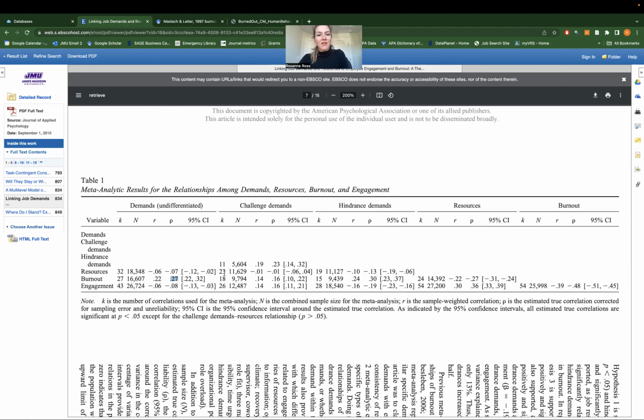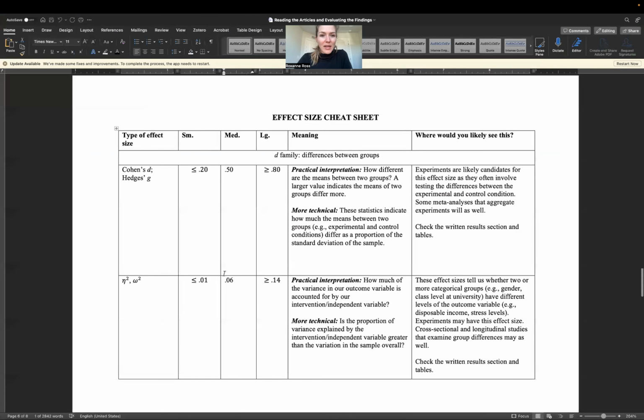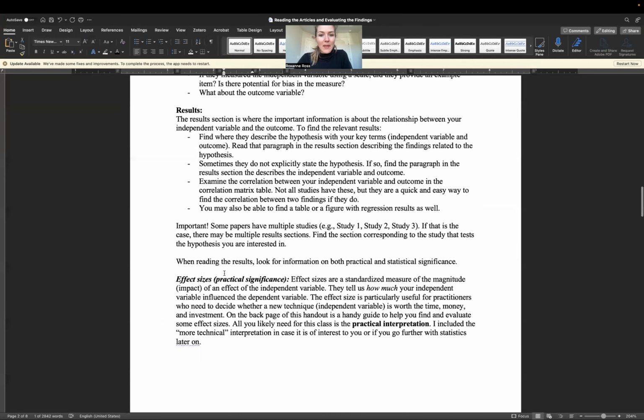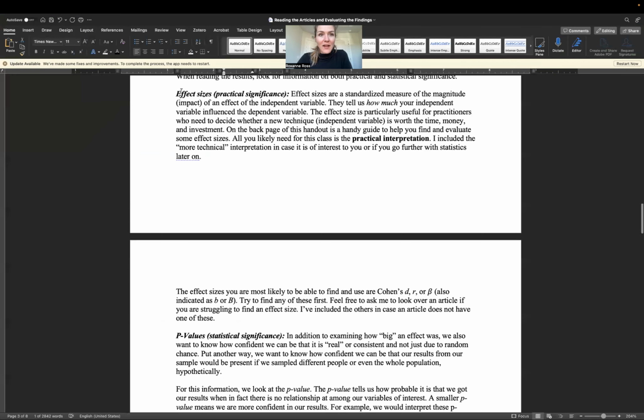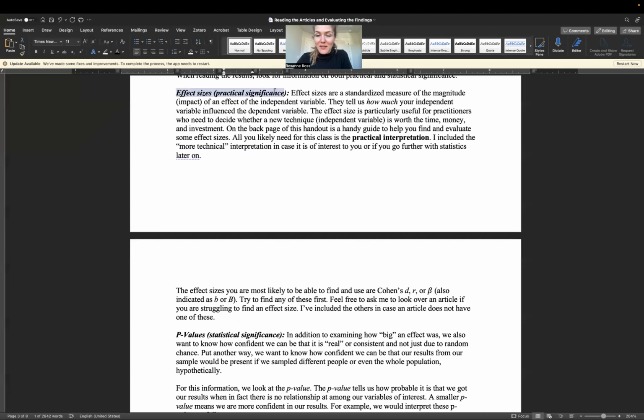The other piece of information that we want to look for in our results. So effect sizes, that's one, that's practical significance. That's what we just did. A correlation is an effect size. And we want to know if it's small, medium, or large. Because if there's something that has a really big effect, then that's more important to us than something that has a really small effect.